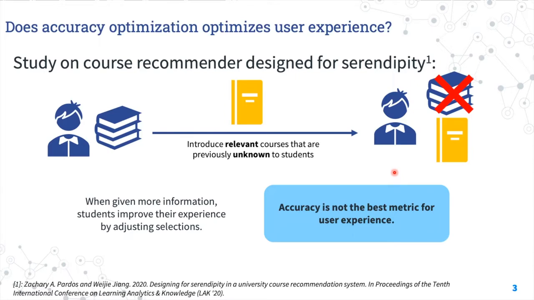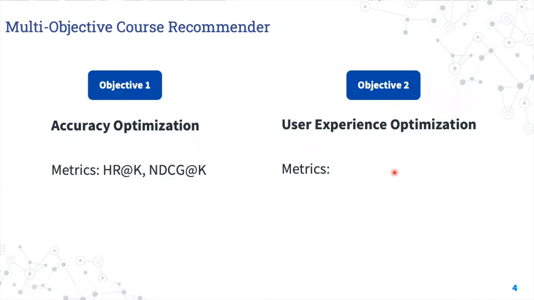So how can we incorporate both dimensions in course recommendation? We propose a multi-objective course recommender with accuracy optimization as the first objective and user experience optimization as the second. So how can we measure user experience?